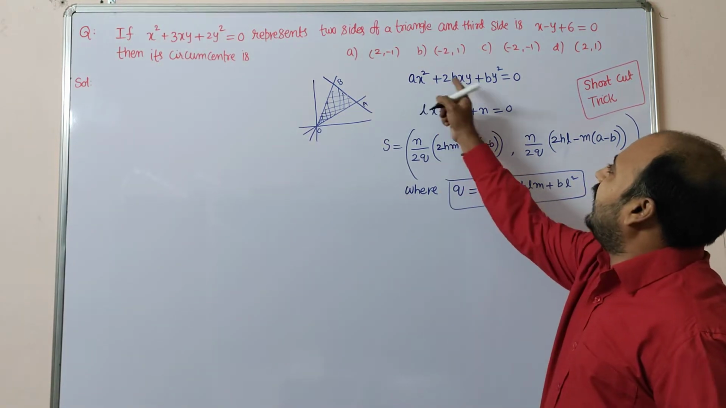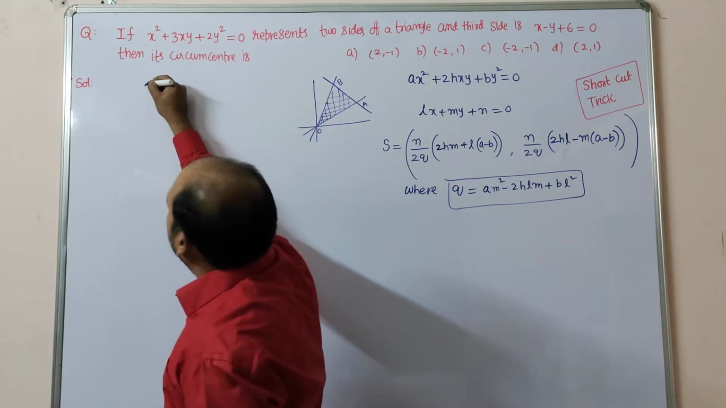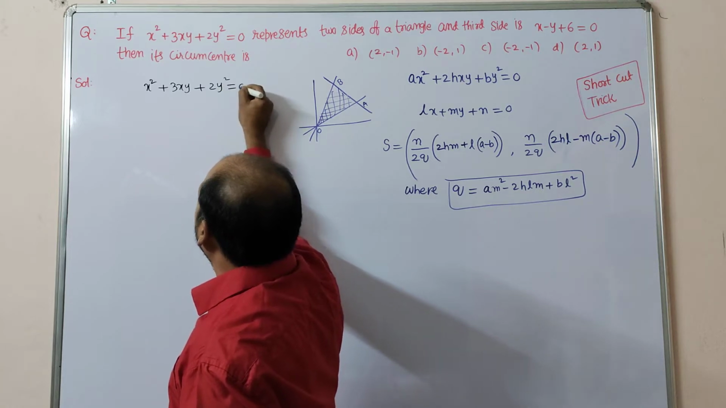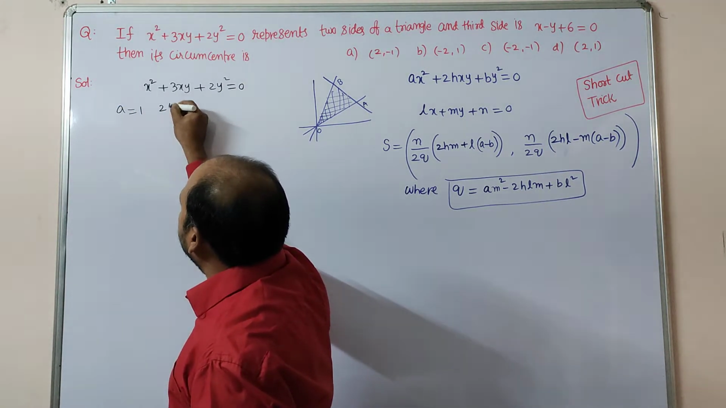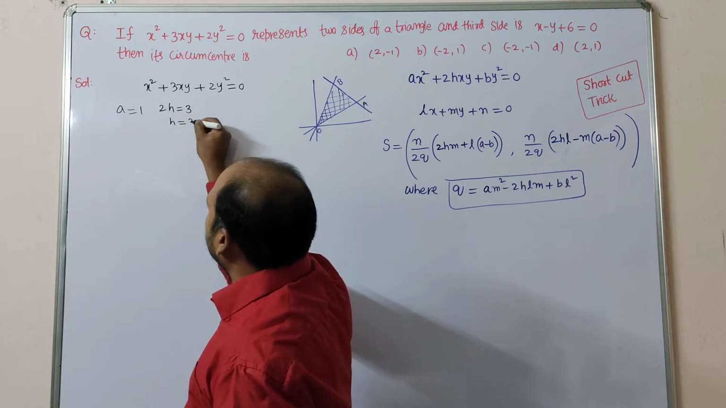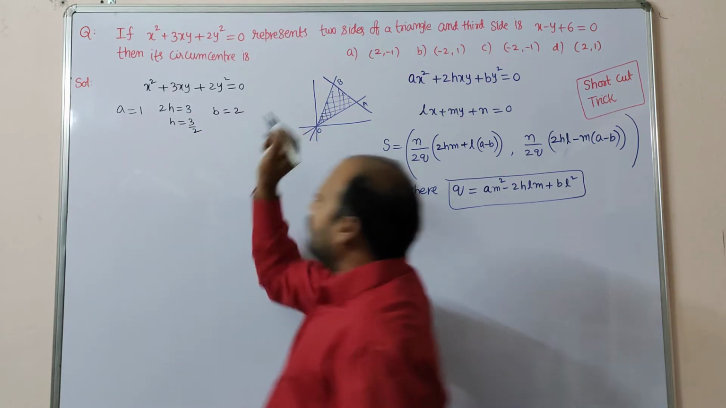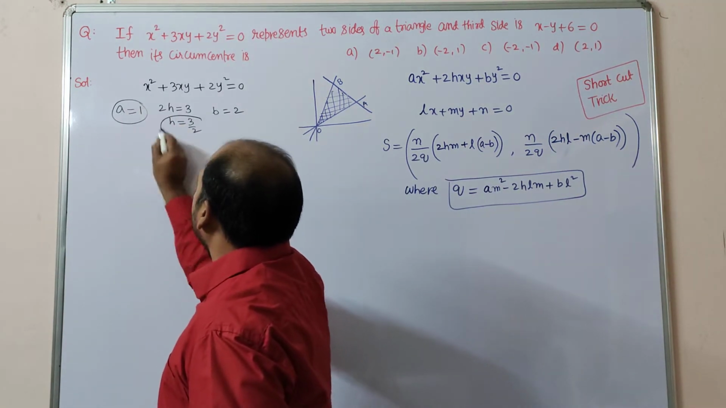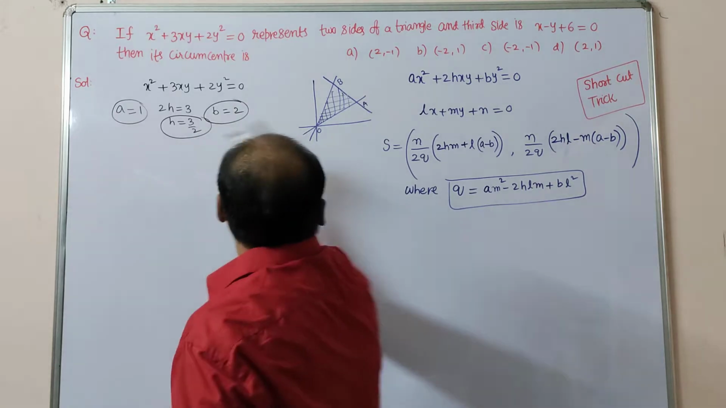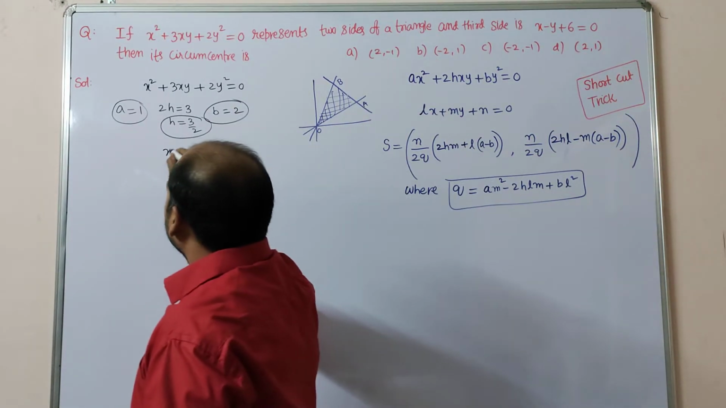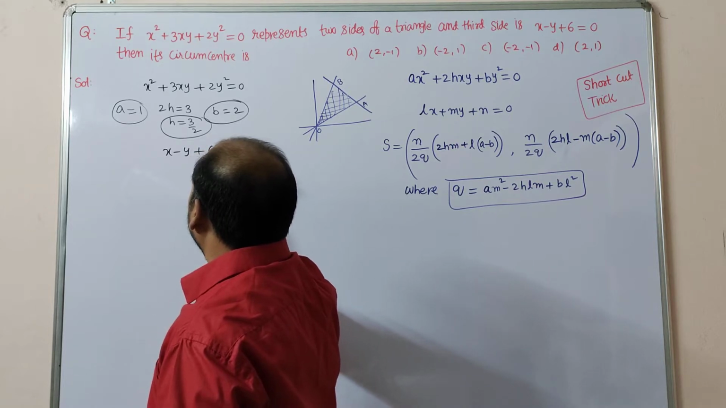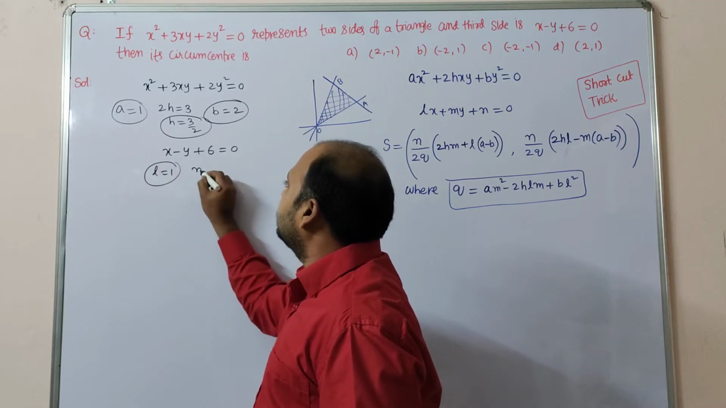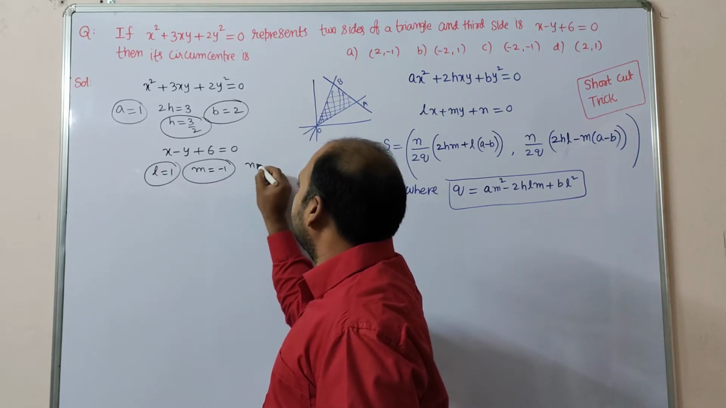First, find the values of a, h, b. The given pair of lines is x square plus 3xy plus 2y square equal to 0. A is equal to 1, 2h is equal to 3, therefore h is equal to 3 by 2. So b is equal to 2. We got the values. Next, x minus y plus 6 equal to 0, compare with lx plus my plus n: l is equal to 1, m is equal to minus 1, n is equal to 6.